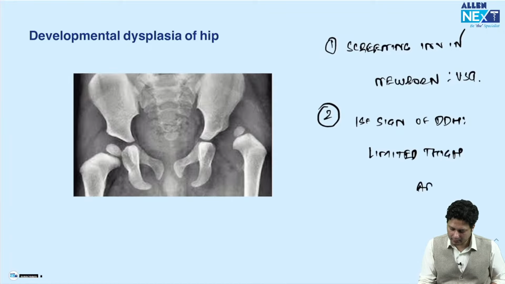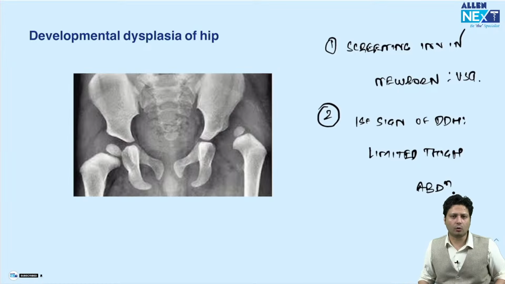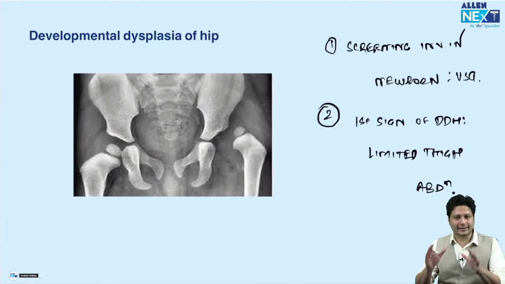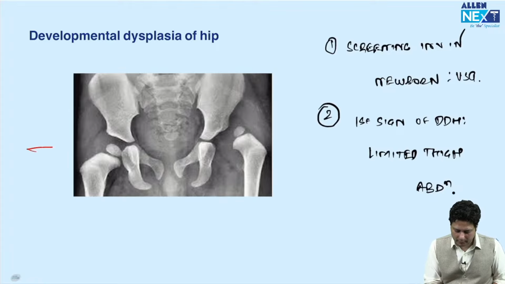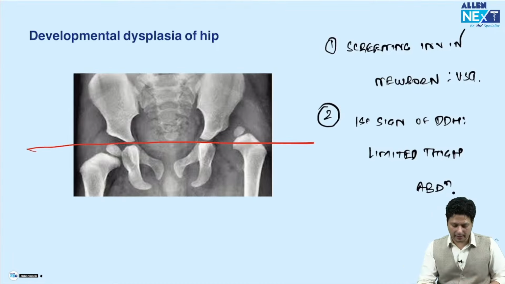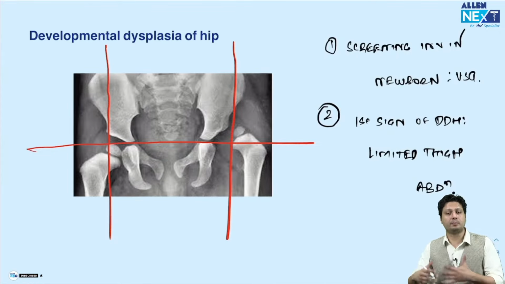That means limited abduction of the thigh. That is the first sign of DDH. You already know what is the Ortolani test and the Barlow test. And finally, the third one is the X-ray findings. You know, you will draw a line through the triradiate cartilage, which is known as Hilgenreiner line. You draw a line through the outer margins of the acetabulum, that is known as Perkin's line.